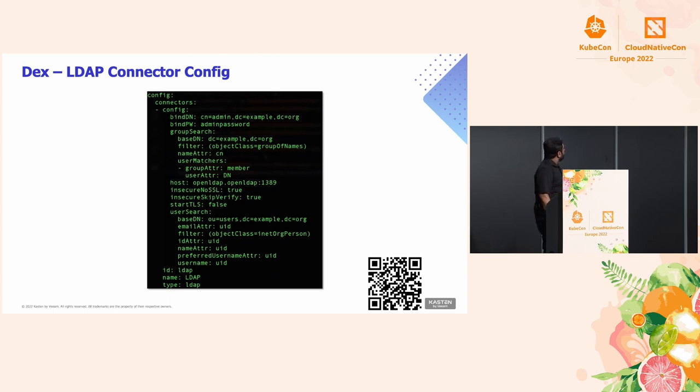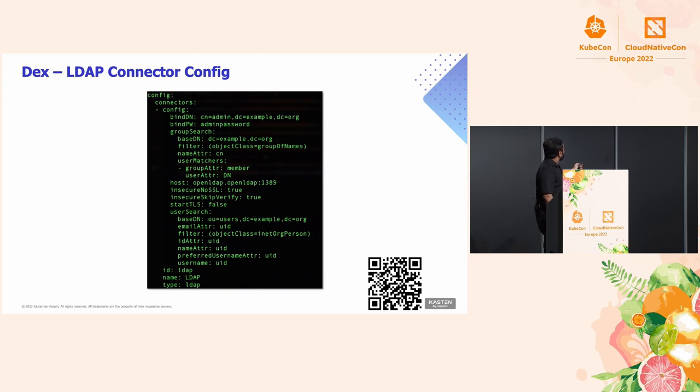The username field here tells Dex that the UID field in the LDAP record should be treated as a username. In an Active Directory environment, this might typically be something like a SAM account name, or I think there's a user principal name as well. This is something where your Active Directory team should get involved, and they will give you the best practices for your organization about which field is the right username field. But since we're using OpenLDAP today as a stand-in, we're just using UID as the username.